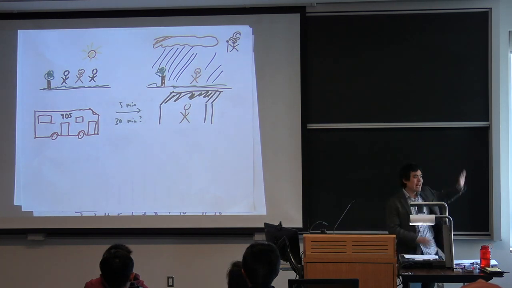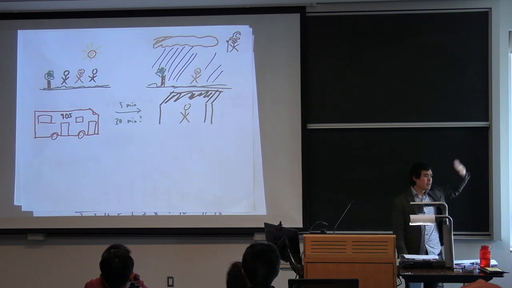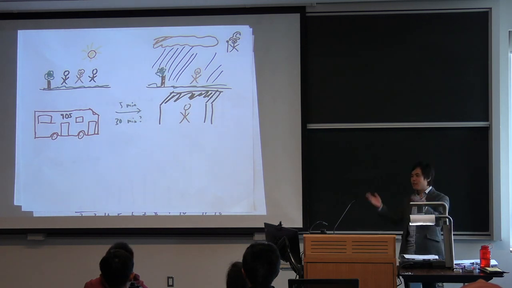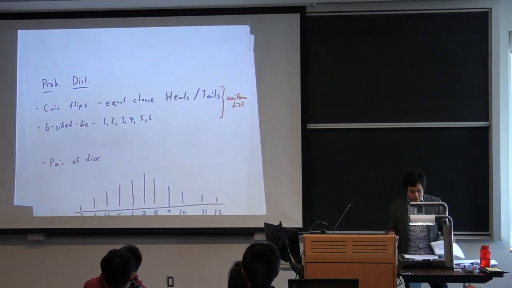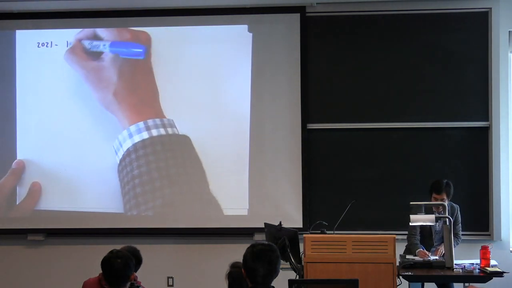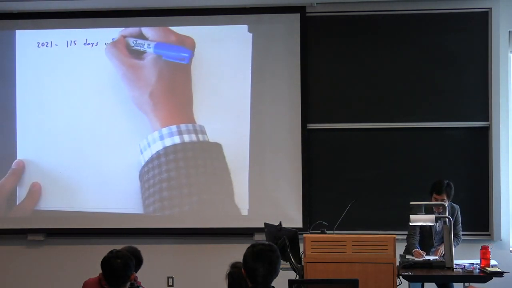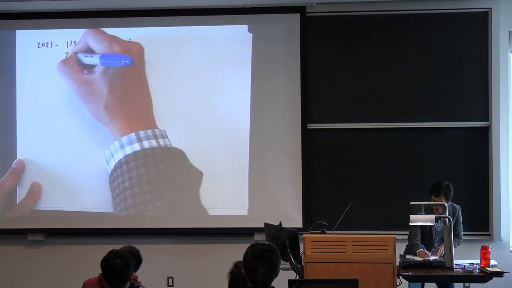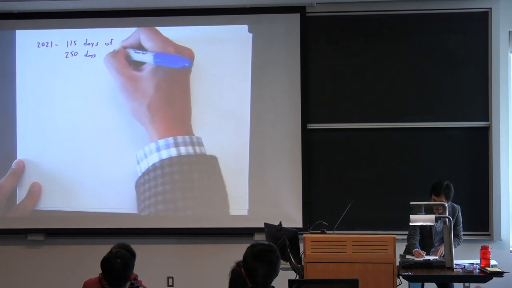You can be like, oh, well, that cloud's coming from 40 miles west, and so it's likely going to end up being rainy. But another way of doing it is you can just be like, well, how often does it rain in Toronto? It turns out that at least as of 2021, there were 115 days of rain, which of course means that there were 250 days of not rain.